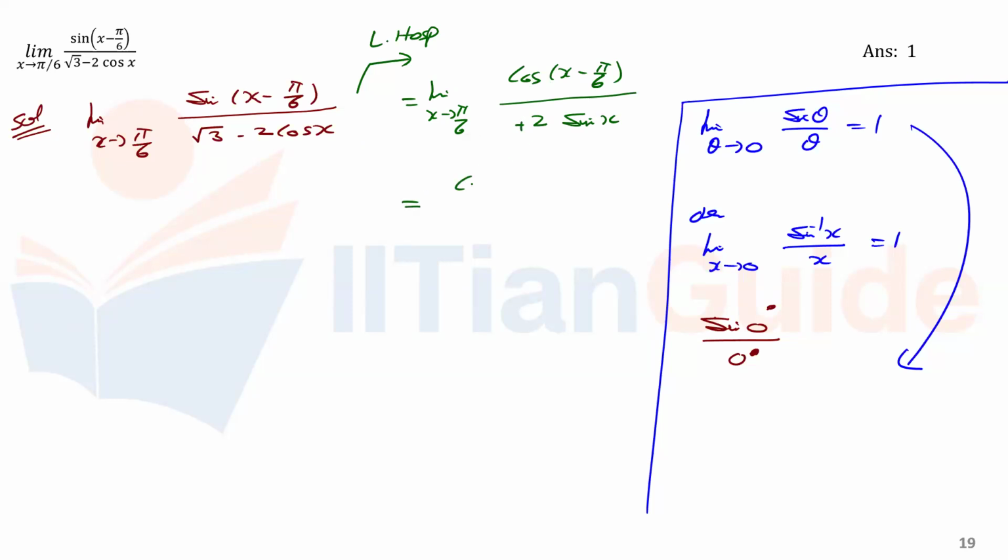In the numerator you are getting cos of 0. Here you are getting 2 sin of pi by 6. So cos 0 is 1. Sin pi by 6 is half. So my answer is 1. That is very short, very easy. ठीक है ना, कोई दिक्कत नहीं. But anyway, we have more methods.